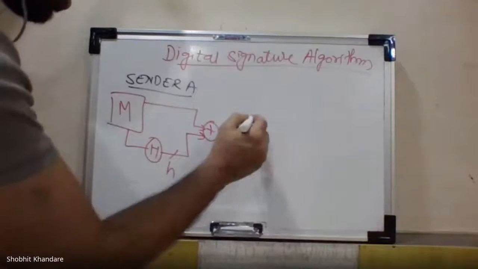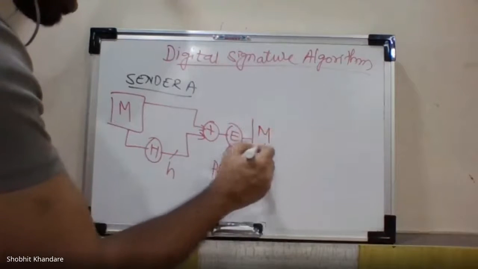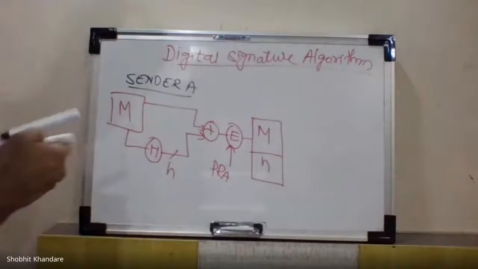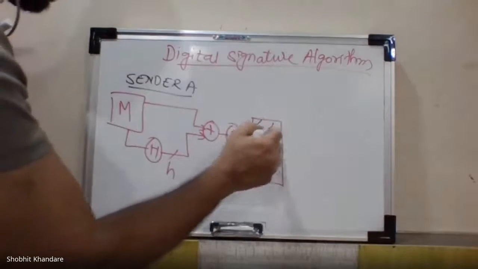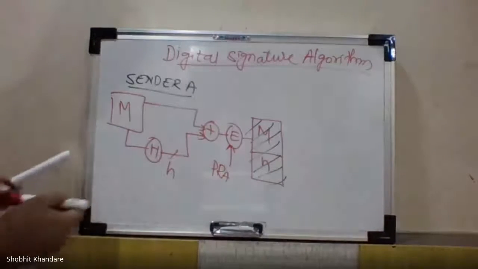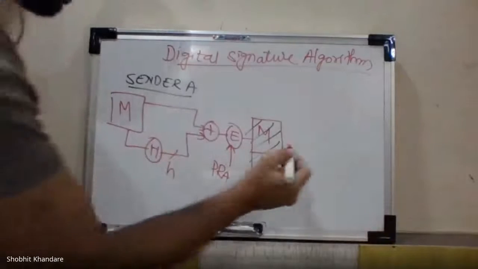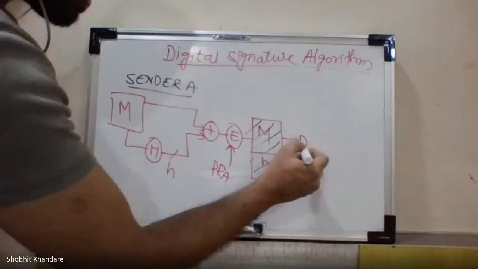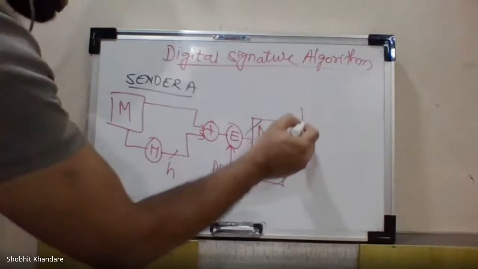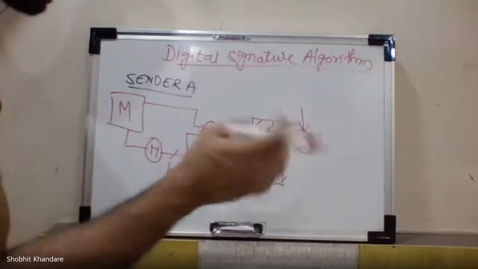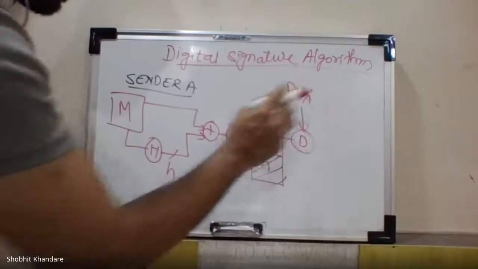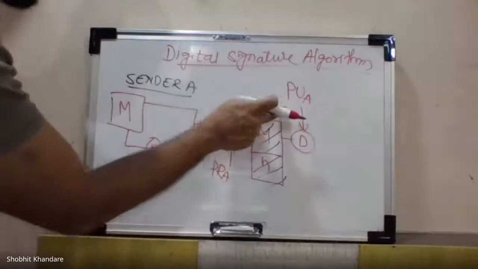After encryption, you know that you have the message along with the hash code, but the encrypted message is shown by the dashes. Then we have to do the decryption at the receiver side. Decryption by using what? By using the public key of user A. So can I say it is by using PUA, the public key of user A?